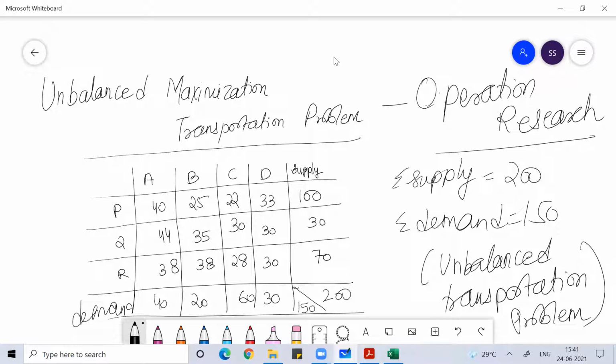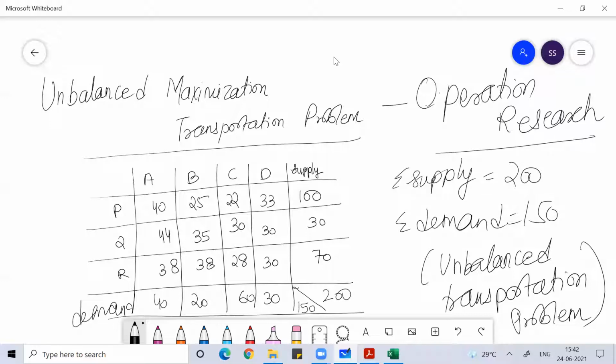We have already learned how to make an unbalanced transportation problem balanced. You add a dummy row or a dummy column. Because demand is less, I'll add a dummy column of value 50. That makes the total demand 150 plus 50, equal to the total sum of supply, which is 200. That is how I make it a balanced transportation problem.